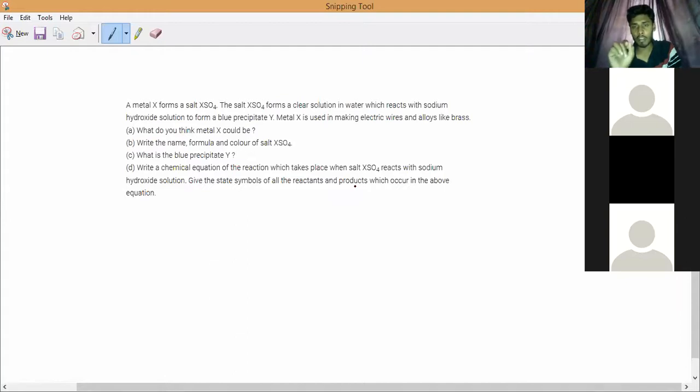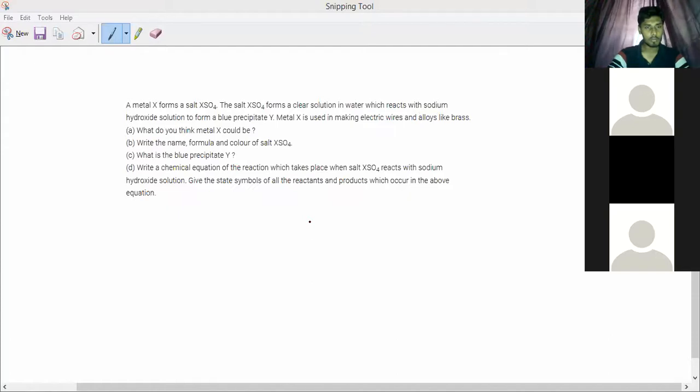Copper sulfate solution, sir. The second one, CuSO4, copper sulfate. The color is blue, and the precipitate, sir. The formula is CuSO4. Metal X forms a salt solution XSO4. The salt XSO4 forms a clear solution in water which reacts with the sodium hydroxide solution to form a blue precipitate Y. Metal X is used in making electric wires and alloys like brass. So which metal can we use?